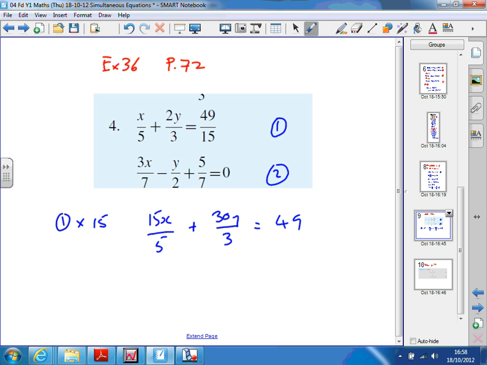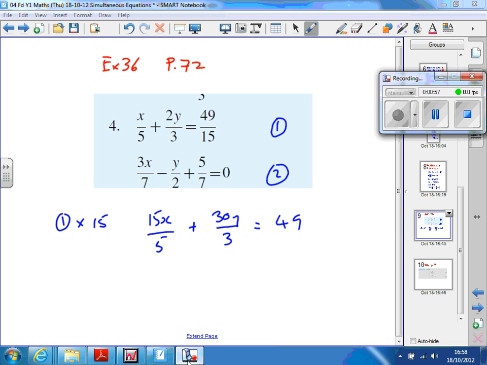Just pause that there. How does that make it easy? Because at this point now I can say, right, 5 goes into 15 3 times, so that makes that 3. And 3 goes into 30 10 times, which makes that 10. So now I don't have to worry about the 5 and the 3. I've done it in one hit. So therefore, 3x plus 10y equals 49.